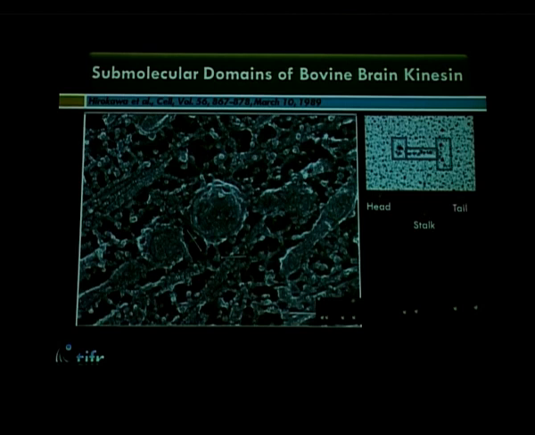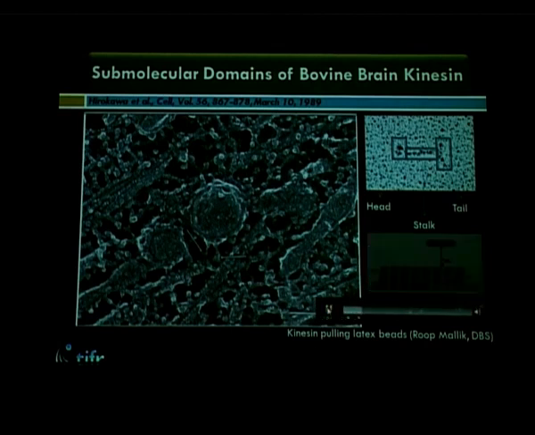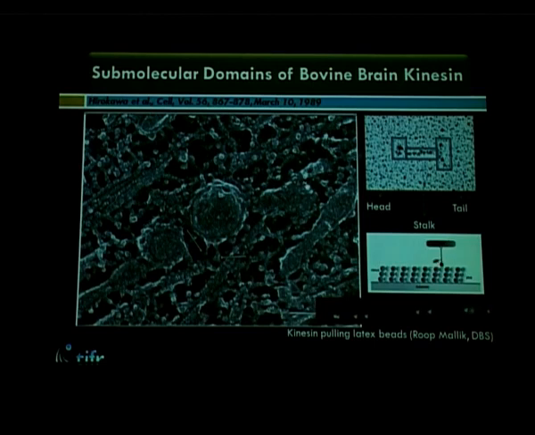And if you purify these motors and bind them to plastic beads and put them on cover slips, you can see that on the microtubules on the cover slips, these motors can pull these glass beads, artificial cargoes, in a very systematic fashion on the microtubule.